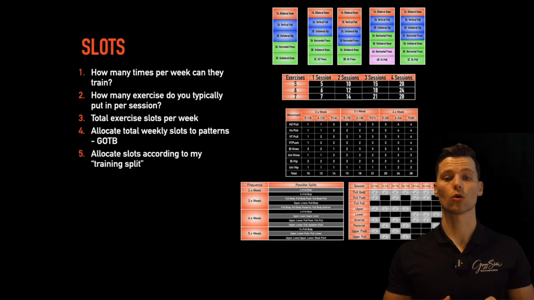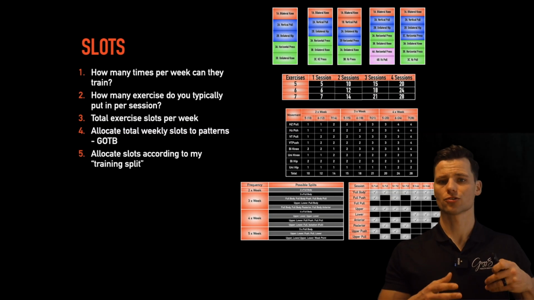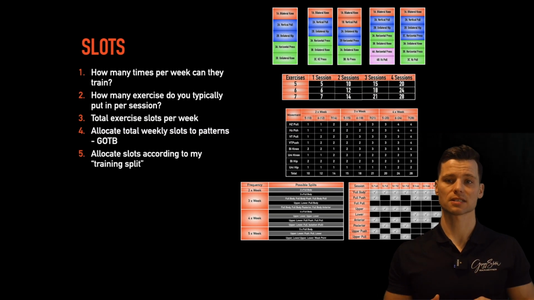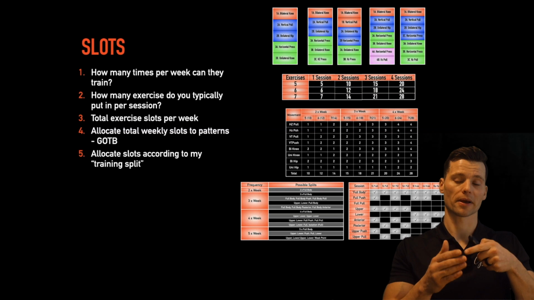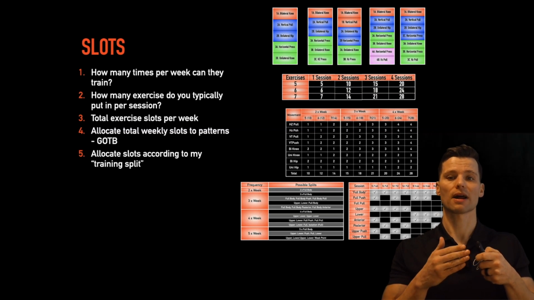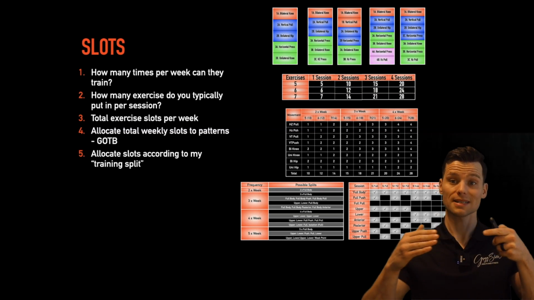Allocate slots according to your training split. So we've said this person's training 3 days per week. I'm doing 5 exercise slots per session. I've got 15 exercise slots. This is how I'm going to distribute them over my movement patterns. Now I need to consider how I'm going to distribute them over my sessions.